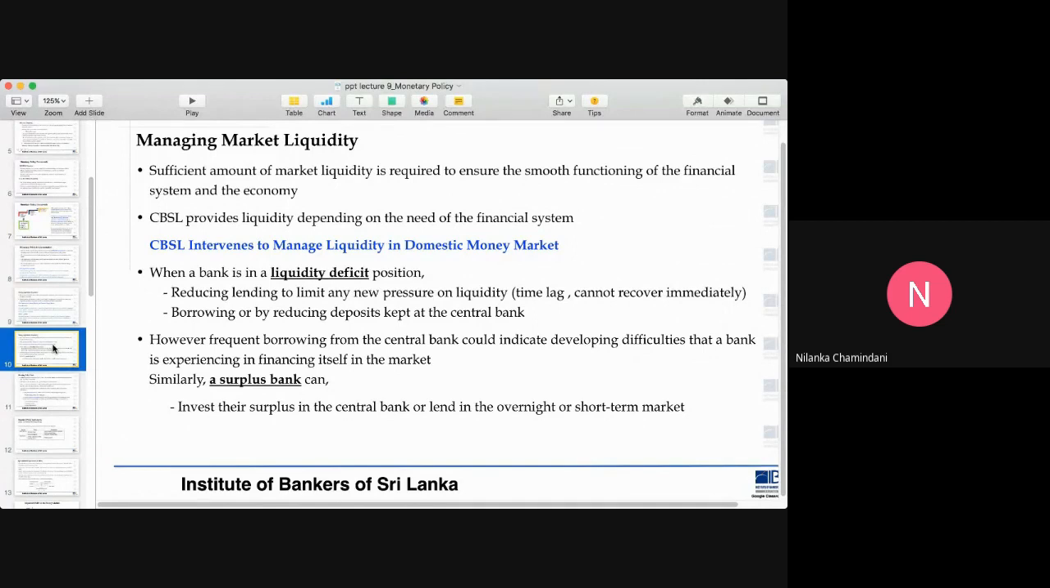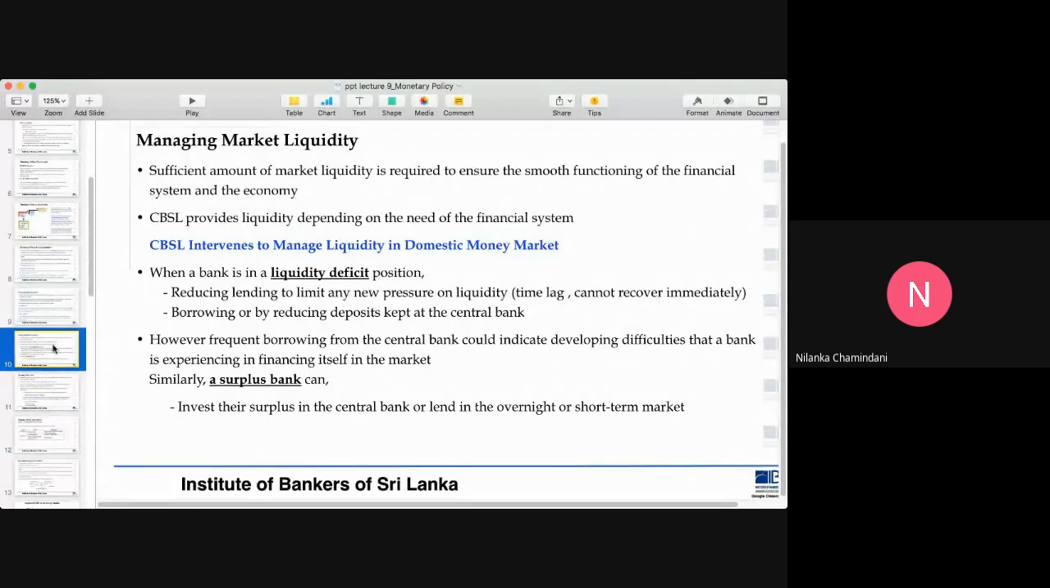In the same way, if there is a surplus bank, what can they do? They can either invest their surplus in the bank, which means they can deposit, or they can lend in the overnight or short-term markets that we discussed when we talked about open market operations. The overnight call money market is the market where all the commercial banks do their transactions, so a surplus bank can lend to the deficit banks.